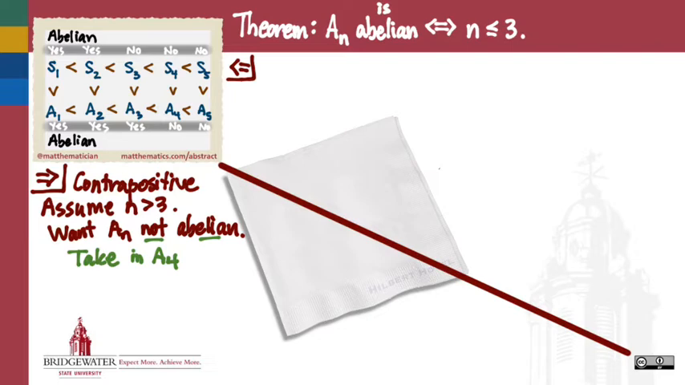The key observation is that if we can prove A4 is not abelian, right? If we know A4 is not abelian, A4 is a subgroup of A5. And every subgroup of an abelian group we know is going to be abelian. And so if I have a non-abelian subgroup, then that means that the parent group is not abelian by the contrapositive, right? So as soon as I have A4 not abelian, I know that all the rest of the alternating groups are not abelian. So how did we prove that A4 was not abelian?